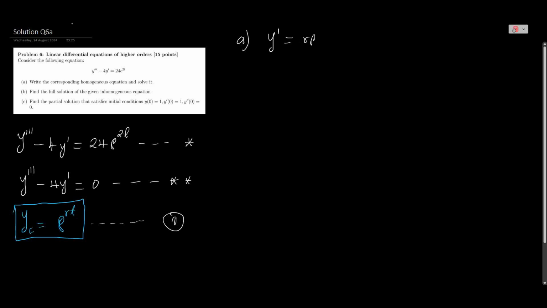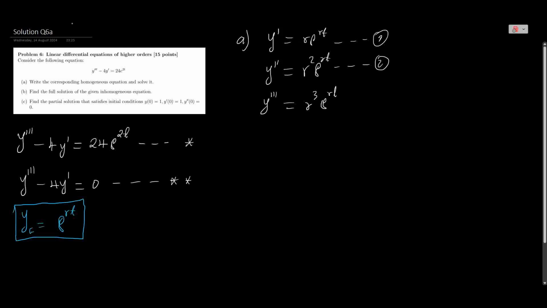So this will be r e raised to the power rt. We'll look for the second derivative here. This will be r squared e raised to the power rt. We'll look for the third derivative, which will be r cubed e raised to the power rt. This is our third equation. We notice that this is the third derivative, and this is the first derivative. So we substitute equation 1 and equation 3 in our equation double star.